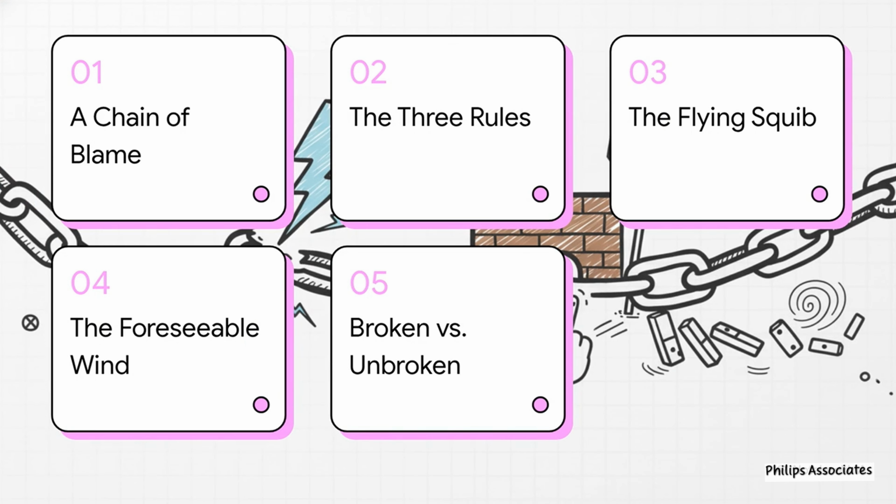So here's what we're going to do. First, we'll talk about this whole idea of a chain of blame. Then, we'll get into the 3 specific rules the courts use to decide if that chain gets broken. After that, we'll look at a couple of wild, real-life cases, one with a firework getting tossed around and another with a crazy gust of wind. And we'll wrap it all up by comparing when a chain holds strong versus when it shatters.